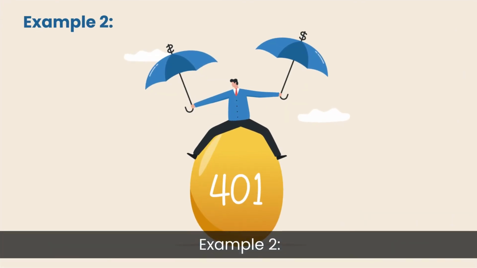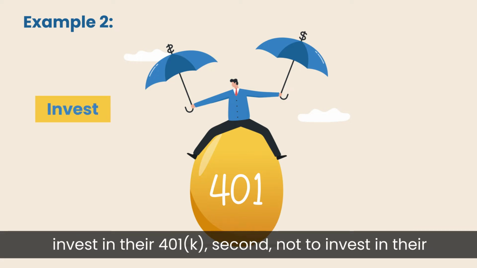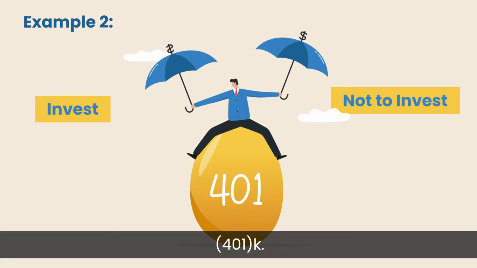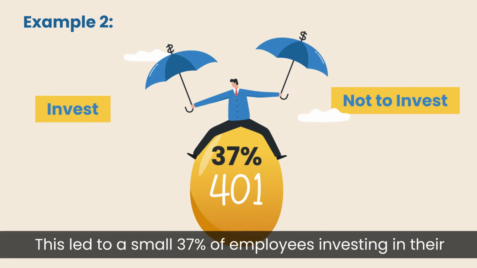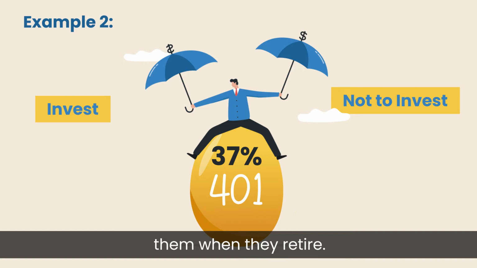Example 2. Earlier, employees were given two choices. First, to invest in their 401k. Second, not to invest in their 401k. This led to a small 37% of employees investing in their 401k, which is actually a good thing and can help them when they retire.